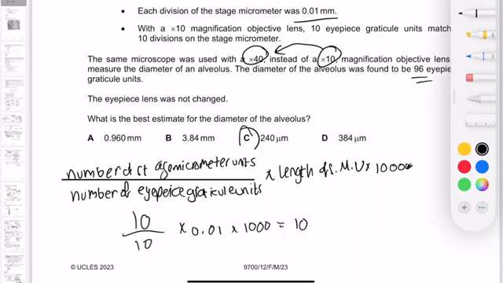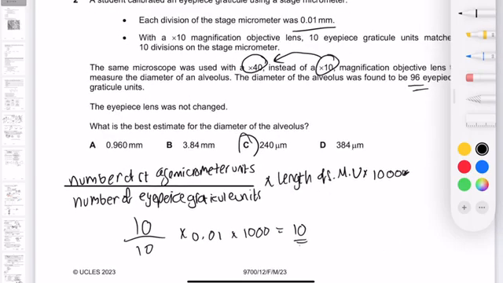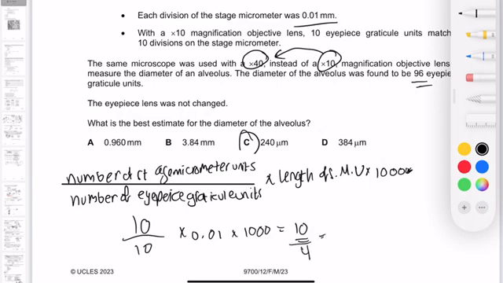just like the previous one. Alright, but now we know that it's changed magnification from times 10 to times 40, and so the length of the eyepiece graticule will be 1/4 of what we assumed. So we're going to divide this immediately by 4 to get 2.5, and then multiply that by the number 96, because basically you multiply that by the number of eyepiece graticule units occupied by the alveolus.